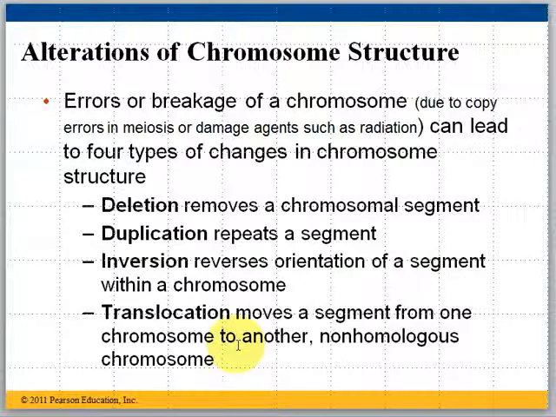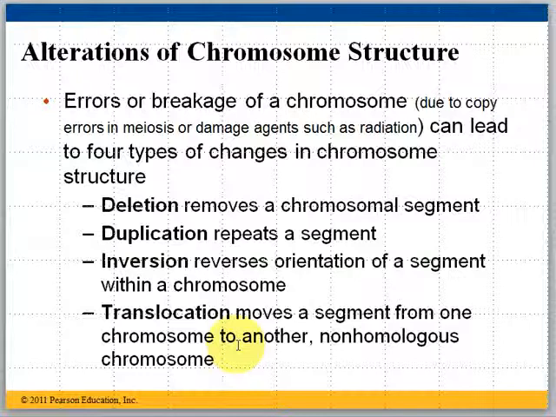The first one is called deletion, and that's where a piece of the chromosome is removed, a segment of the chromosome is removed. The next one is called duplication. That's where a section of the chromosome is duplicated, copied, repeated. The next one is inversion. That's where a piece or a segment gets reversed in its orientation. And the last one is translocation. This is where a segment moves from one chromosome to a different non-homologous chromosome. So a section of the genetic code basically jumps from one chromosome to a completely separate non-homologous chromosome.